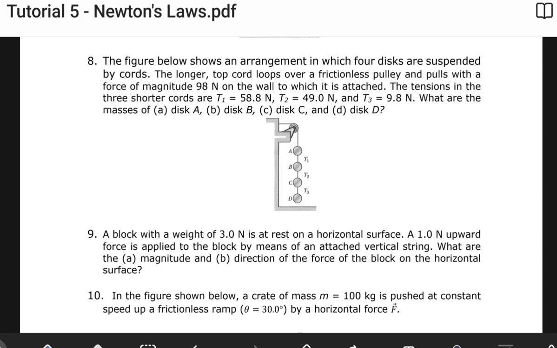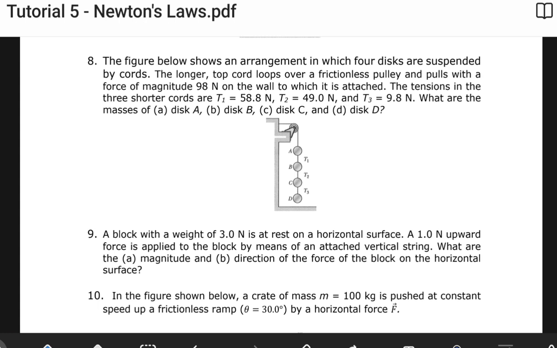Okay, so let's get right into the class and let's see how we actually work out this question. In question 8, they're saying the figure below shows the arrangement in which 4 discs are suspended by cords. The longer top cord loops over a frictionless pulley and pulls with a force of magnitude 98 newtons on a wall to which it is attached. The tensions in the 3 shorter cords are T1, T2, and T3 as given. What are the masses of disc A, disc B, disc C, and disc D?